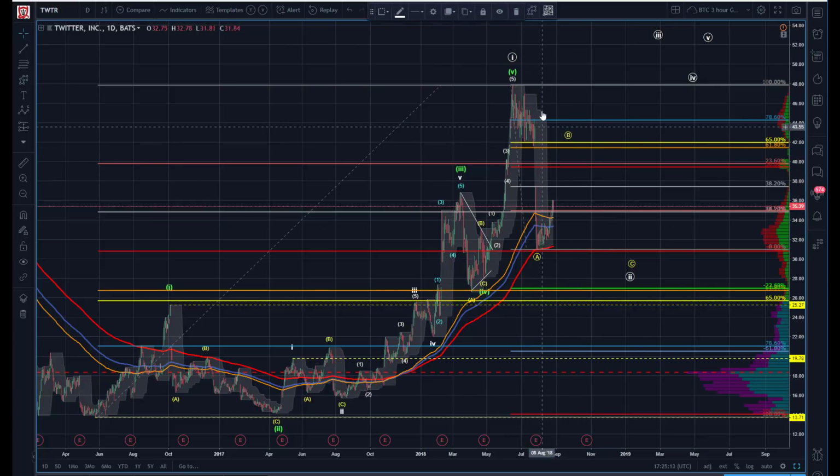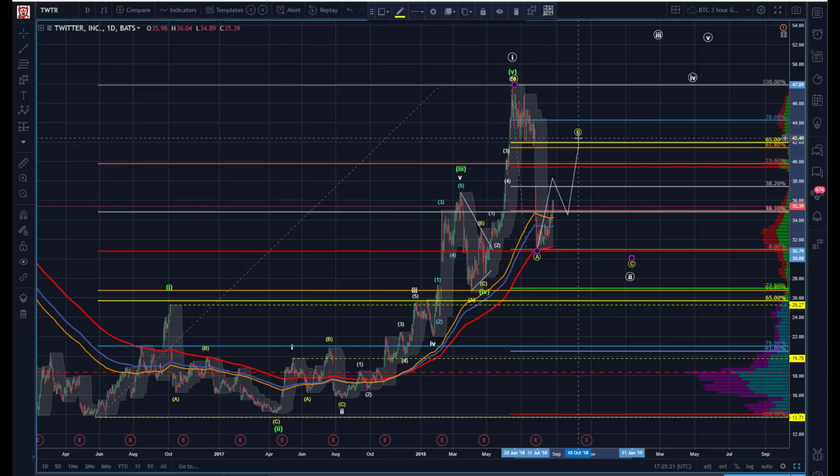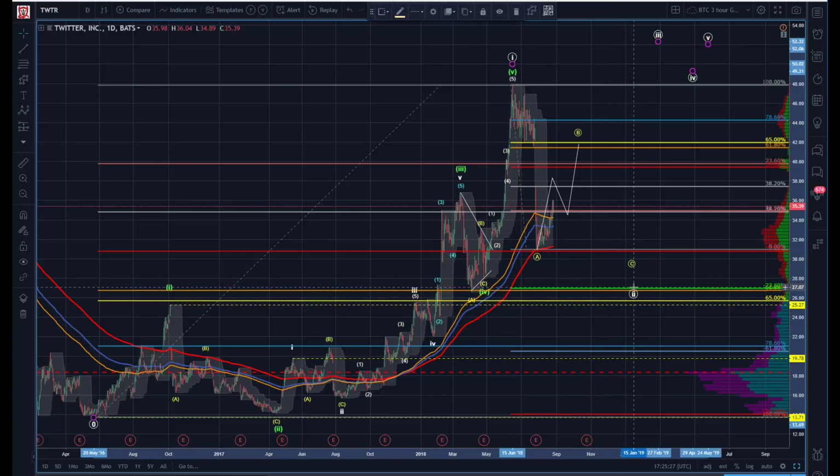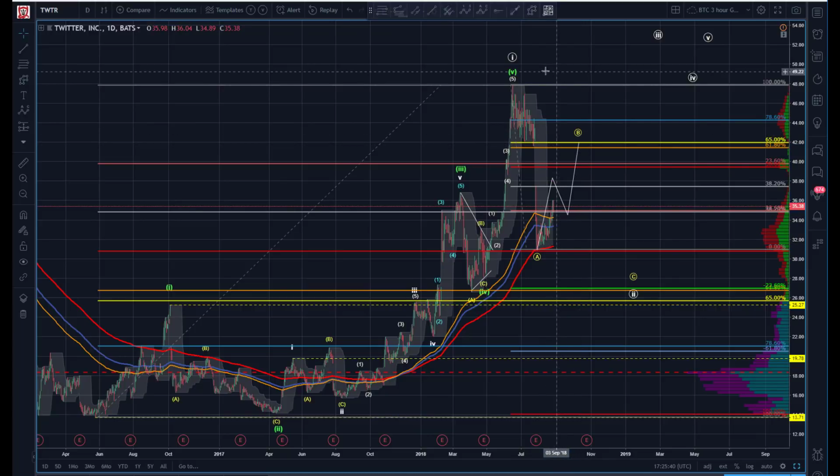So if I get a 3-wave structure here, so if I get something along these lines and we go up this way and I get my B wave there, then that's a question of whether you want to get on the short side of it. Easy enough to short Twitter. So if you were to get a 3-wave structure, to some degree here, you're looking for that subdivision to help guide you as to whether or not you're comfortable with that risk there.